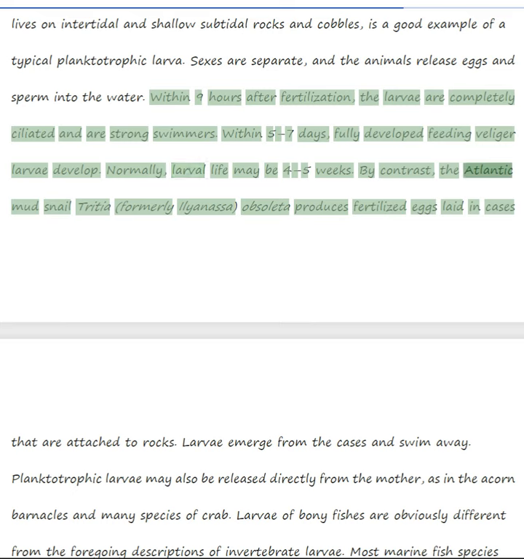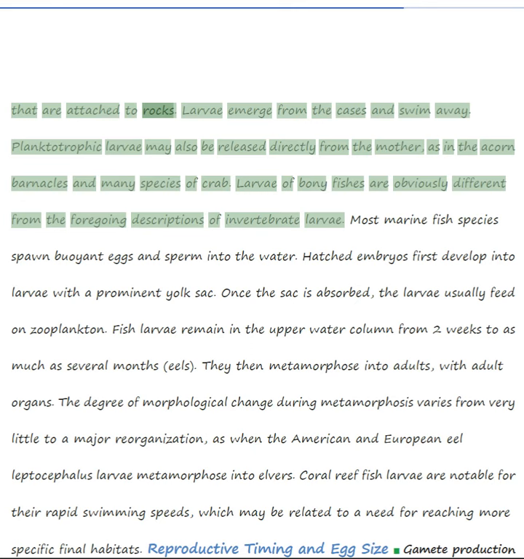By contrast, the Atlantic mud snail Tritia obsoleta produces fertilized eggs laid in cases that are attached to rocks. Larvae emerge from the cases and swim away. Planktotrophic larvae may also be released directly from the mother, as in the acorn barnacles and many species of crab.